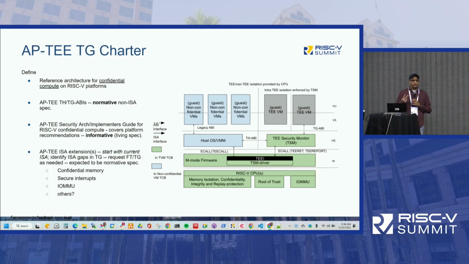The two main normative parts that we've been working on in this TG, the first one is the non-ISA or the software ABIs that we need between the TCB and the non-TCB elements, right? So in this figure, you see that in two forms basically. One at the host level, which is between your existing privileged software, operating systems, VMMs of the platforms, interfacing with the TCB elements that we introduce on the platform, in this case called the TE security monitor. And also interfaces between the workload or the guests on the platform, which are shown here as the TE VMs, and the security monitor or the host.